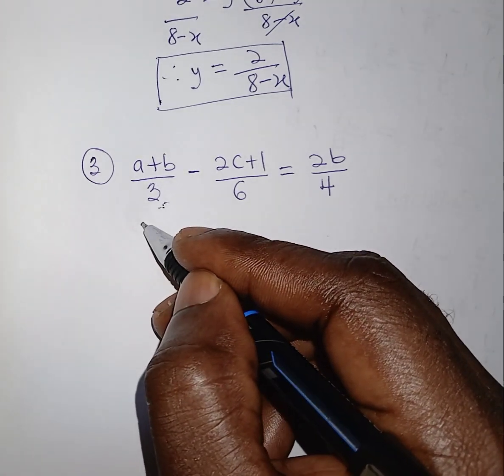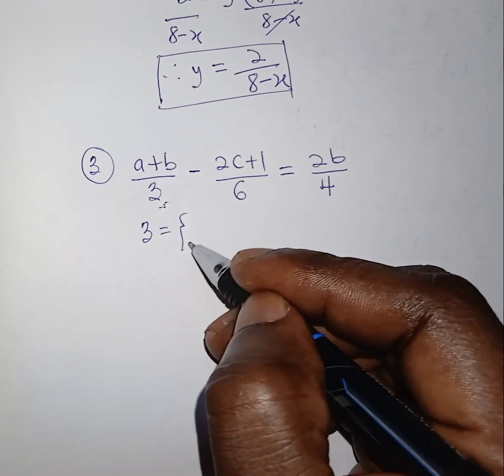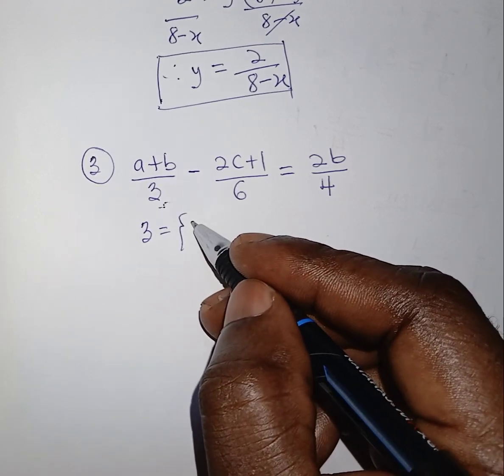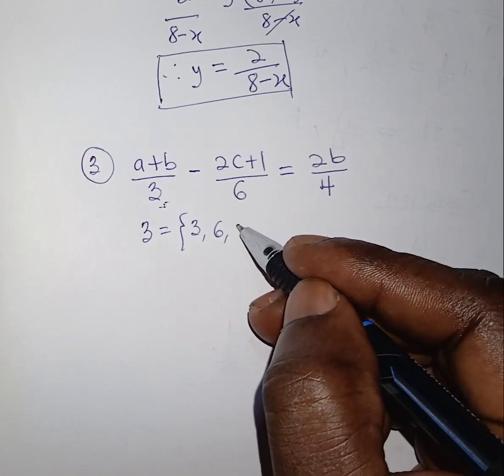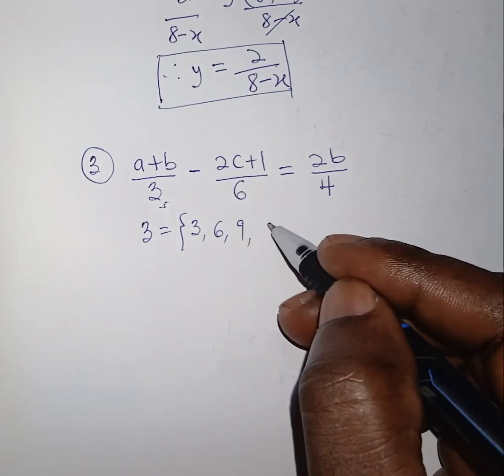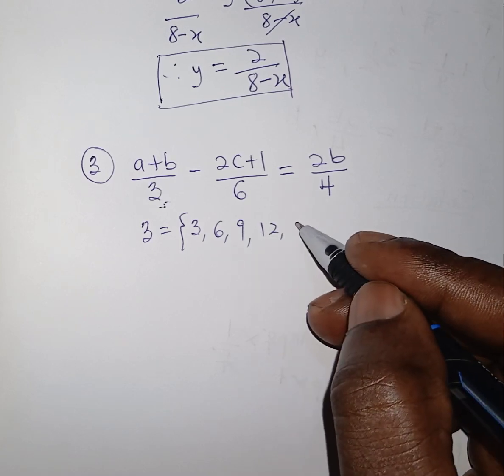So what are multiples of 3? We know that multiples of 3 give us what? 3, 6, 9, 12. We have what?